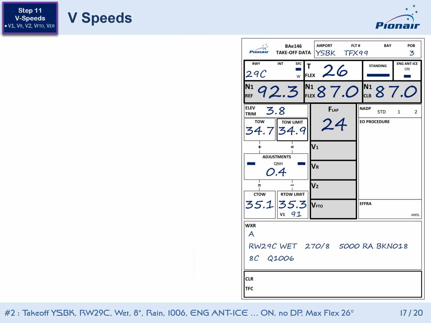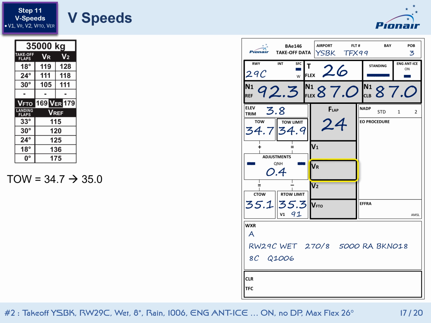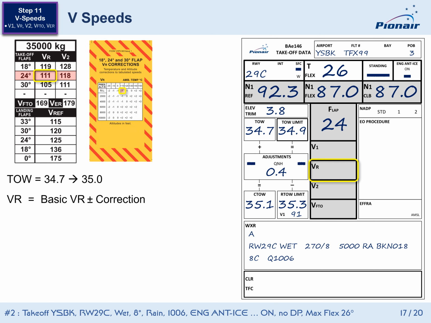So the V-speeds come mostly from the speed cards with a couple of caveats. First, we'll round up the takeoff weight to 35 tonnes to select the correct card. So from the 35 tonne card, flap 24 takeoff, the VR and the basic V1 is 111 knots. Now we need to correct this for temperature and pressure. So our final toll card VR will be equal to the speed card basic VR with a correction from the VR correction table. In this case, 8 degrees of ambient temperature and sea level comes with a correction of -1 knot. So the VR for the toll card is 110.